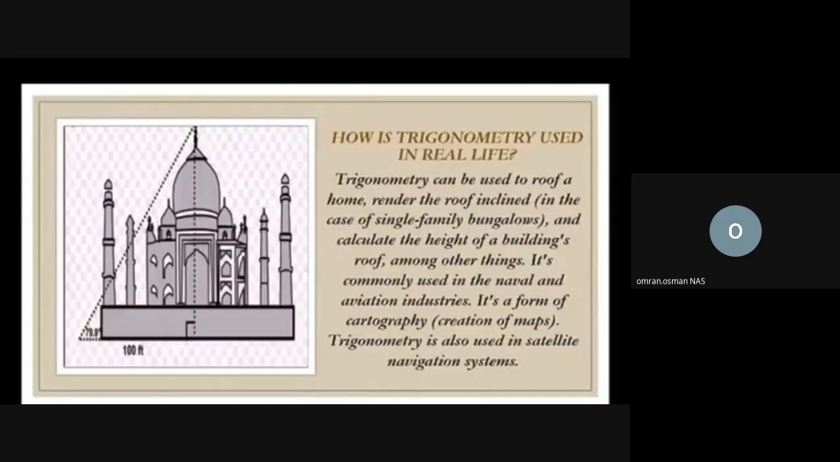How is trigonometry used in real life? As we mentioned before, trigonometry can be used to roof a home, render the roof inclined in the case of single-family bungalows, and calculate the height of a building's roof. Among other things, it's commonly used in the naval and aviation industries. It's a form of cartography, which is the creation of maps. Trigonometry is also used in satellite navigation systems.